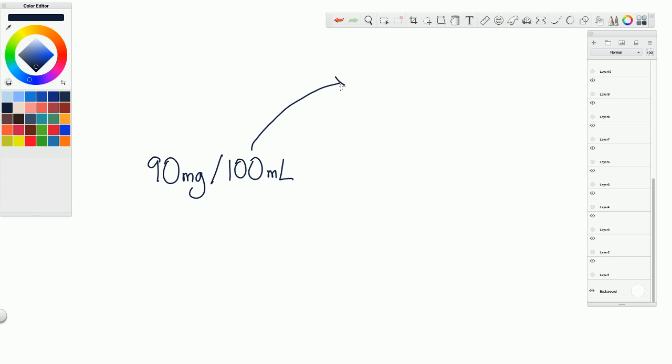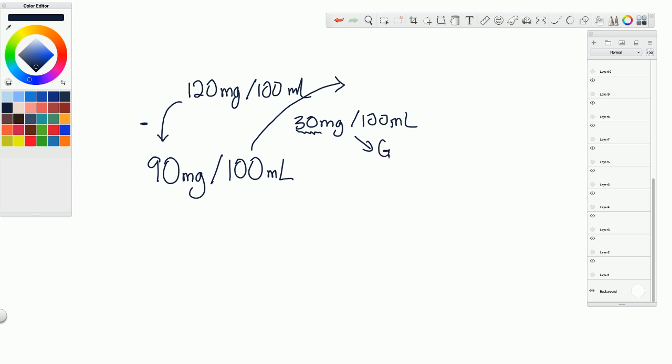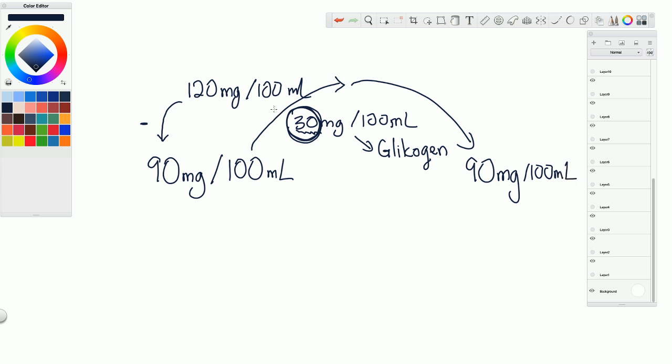Lepas makan, mungkin kandungan gula dia meningkat sampai ke 120 mg dalam setiap 100 ml darah. Okey, jadi yang berlebihan, pengiraan sini 120 you tolak 90, yang berlebihan ialah 30 mg dalam setiap 100 ml darah. Jadi hanya gula ini yang ditukar ke bentuk glycogen. Lepas 30 mg ini ditukar ke bentuk glycogen, dia akan turun ke aras yang normal iaitu 90 mg. So, it will back to normal. Itu saja. Jadi, ini dinamakan kandungan gula yang berlebihan, di mana insulin hanya tukar gula yang berlebihan saja ke bentuk glycogen.